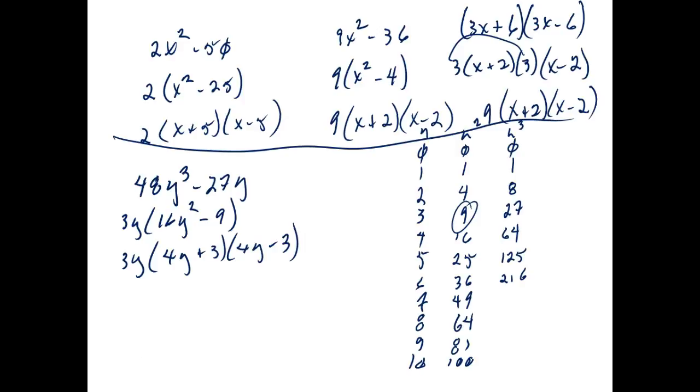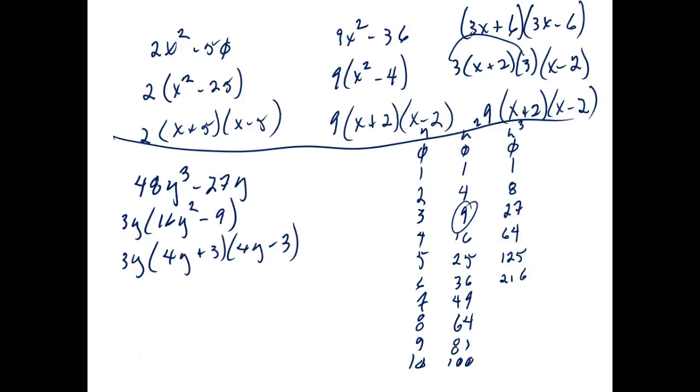All right, let's see if the book got them right. They got a 2 times x plus 5 times x minus 5, good for them. A 9 times x plus 2 times x minus 2, and a 3y times 4y plus 3 times 4y minus 3. Good deal. And on the top of the next page is that word of caution that warns you about always factoring out greatest common factor first. It just makes life easier. We've already done that, so I think we're fine. Any questions on these three?